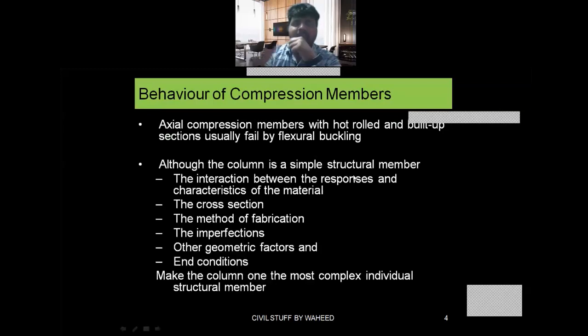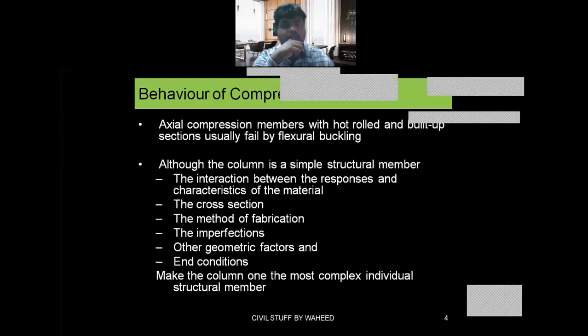See here, axial compression members with hot rolled and built-up sections. Means rolled steel sections or built-up. Built-up means what? For our convenience or usage, we are making some alterations, as I said. For that, they may fail by flexural buckling. This is one type of failure where torsional and flexural both will be there.